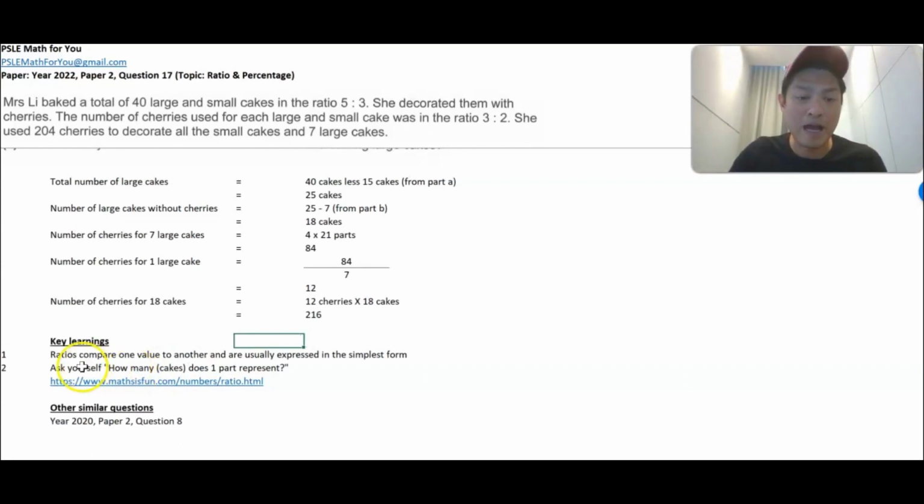I think I've done quite a bit of examples on how much one part represents. I think that's an important thing to ask, whether it's cakes or whether you're dealing with something else in your question.